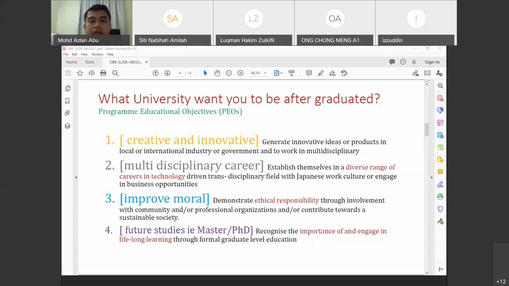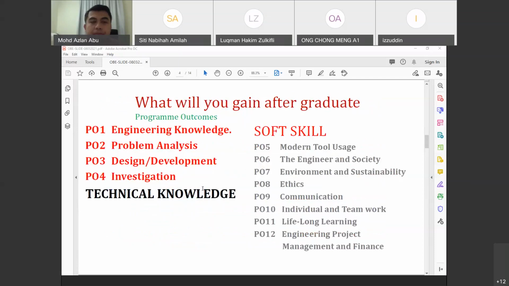So after you graduate, you should know your outcome. First level, you know the program educational objective, what you still want to become after graduate. Next, you have to know what is the program outcome. So when you study here in MJIIT and after you graduate, what is your result for your program outcome. Basically, we have 12 program outcomes, which is PO1, PO2 until PO12.